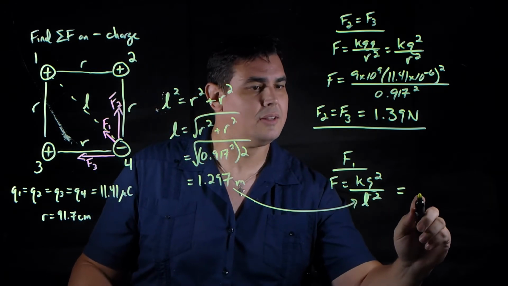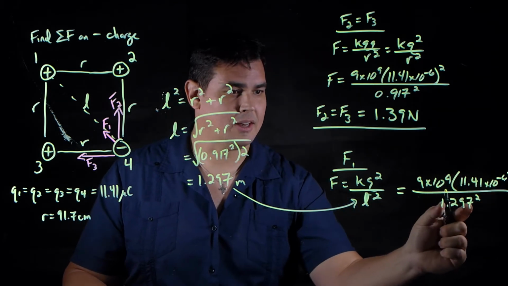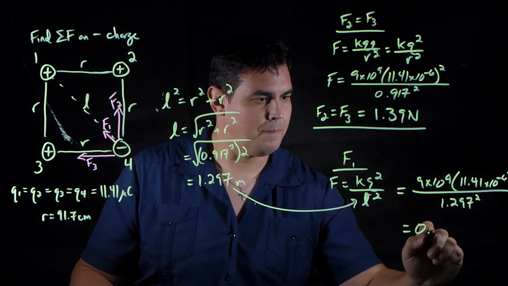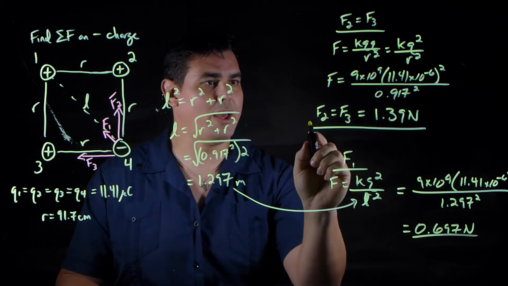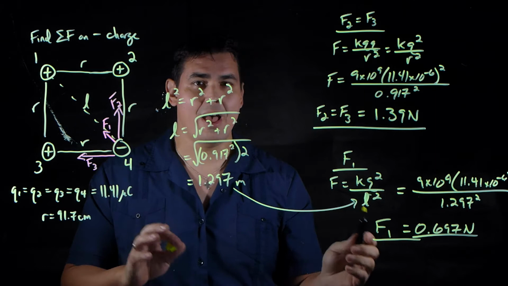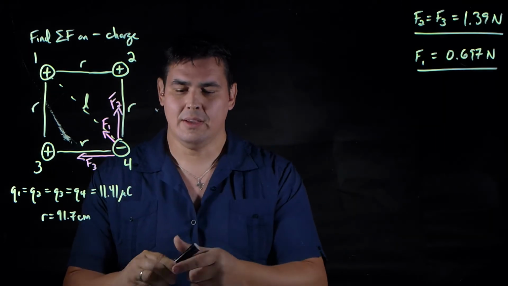When I do that, I get this. I've converted again, and I've plugged in this squared, and that gives me 0.697 newtons. Now I know F1 and F2 and F3, so now I can draw my vectors and solve. Let's solve this by adding our vectors.